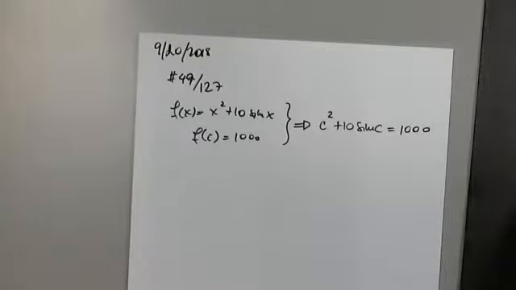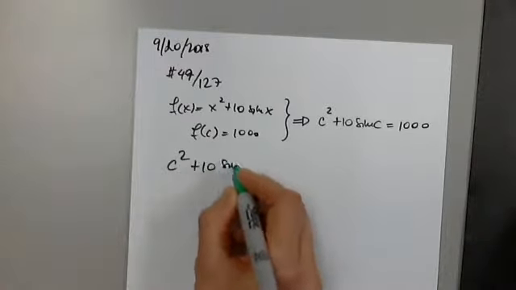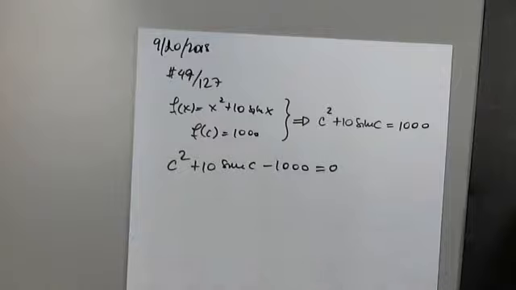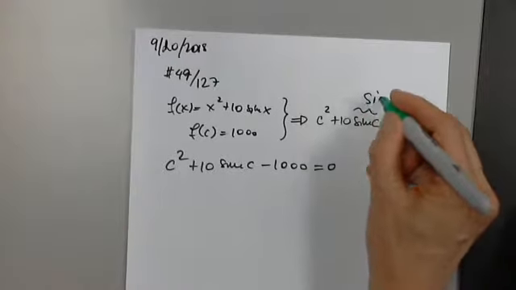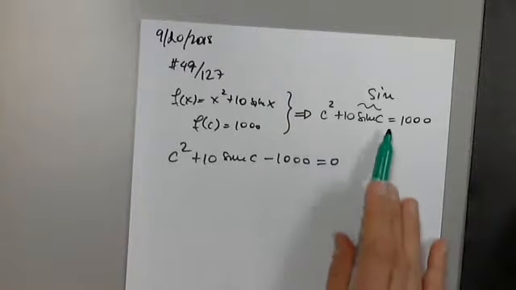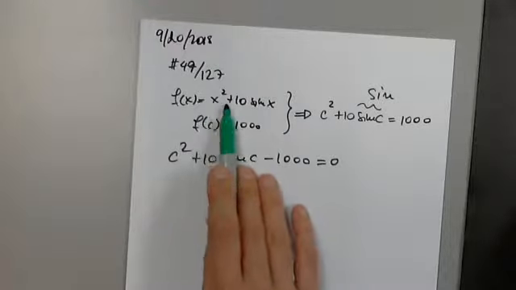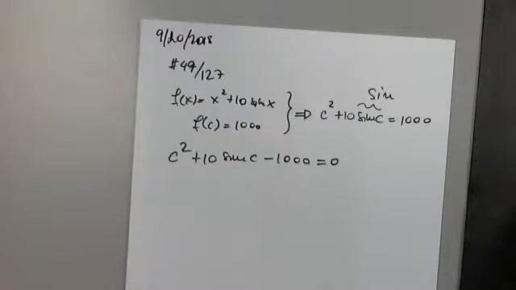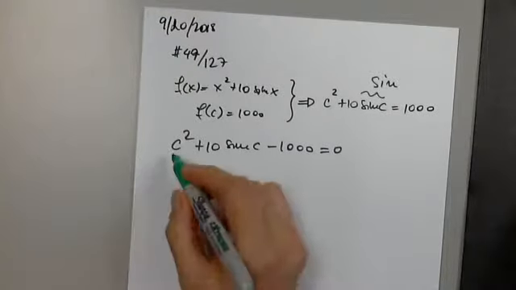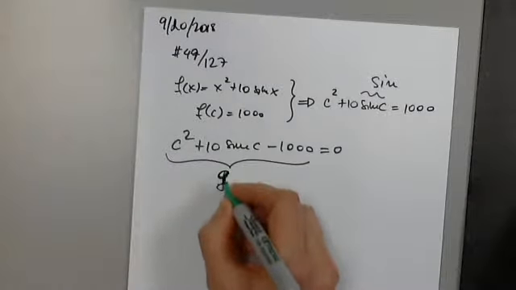Put it in terms of x. If you want to change it back to x, it's fine. We can. Subtract 1,000. I have to subtract one side. Yes. Sine. And it's that sine x over there. If this is c, I cannot put x on the one up above. So that one: x squared plus 10 sine x. Okay. Good. So I'm going to denote this now by g of c.